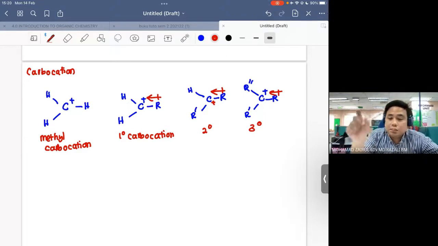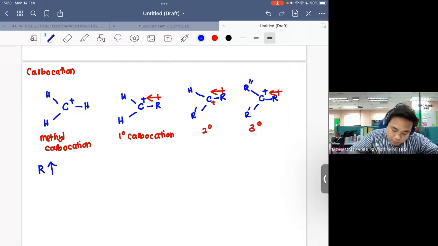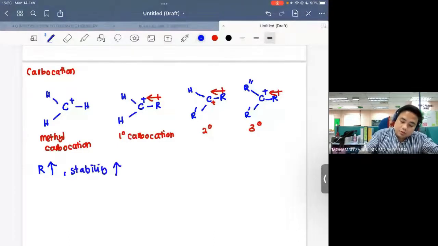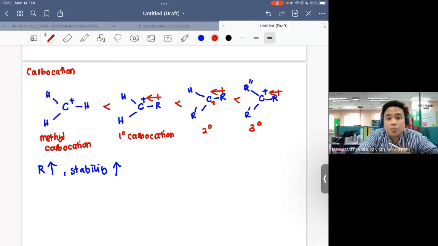So now the C plus is also the same as a free radical. It likes to get electrons from others. So that is why for a carbocation, when the number of R groups surrounding the positive carbon increases, it will become more stable. So methyl carbocation is less stable compared to primary carbocation. Primary is less stable than secondary, and secondary is less stable compared to a tertiary carbocation.